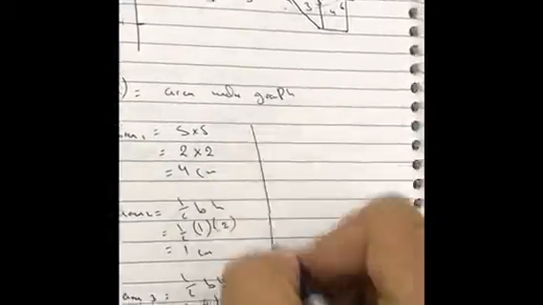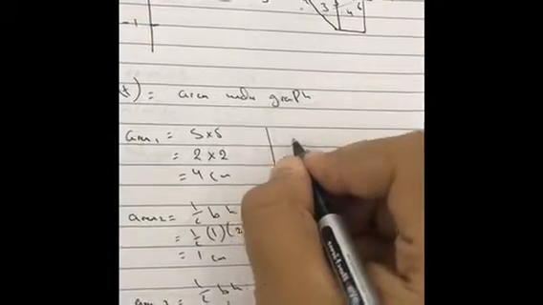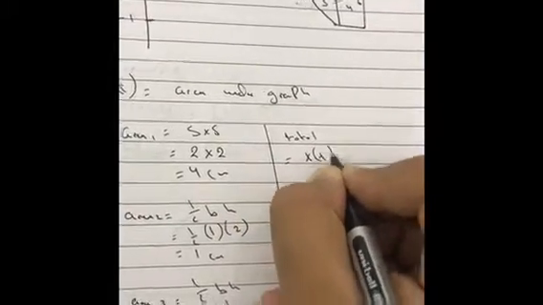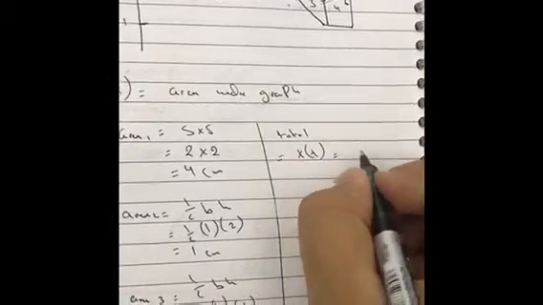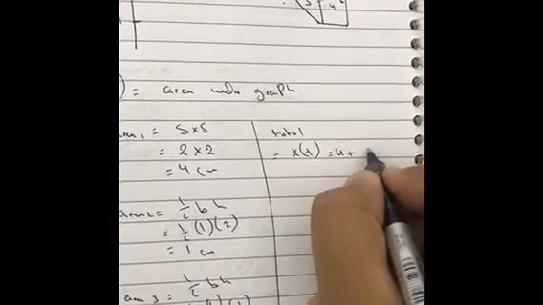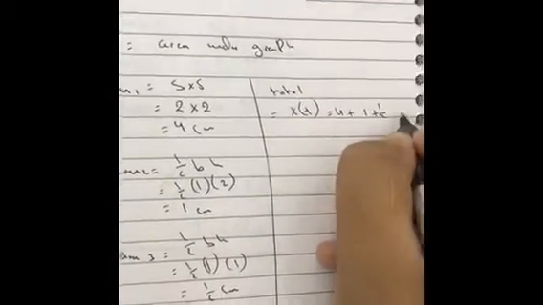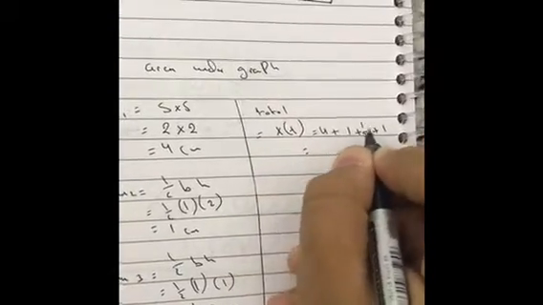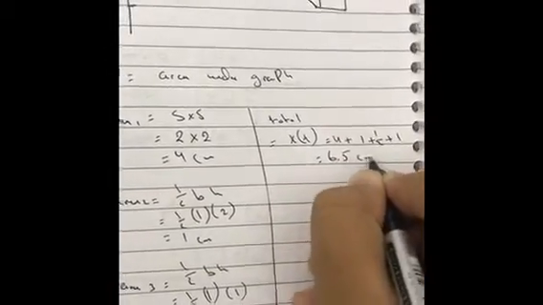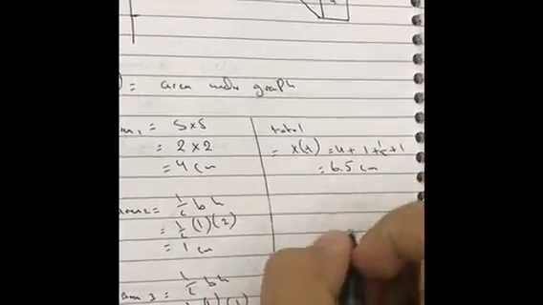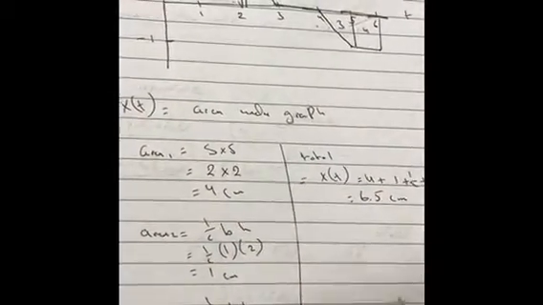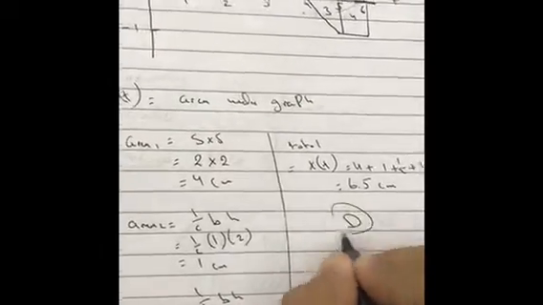And now the total area, or we can say x(t) equals 4 plus 1 plus half, and here plus 1, so we will get 6.5 centimeters. The 6.5 centimeters is the distance taken from 1 to 6 seconds, and it is answer D from the multiple choice.